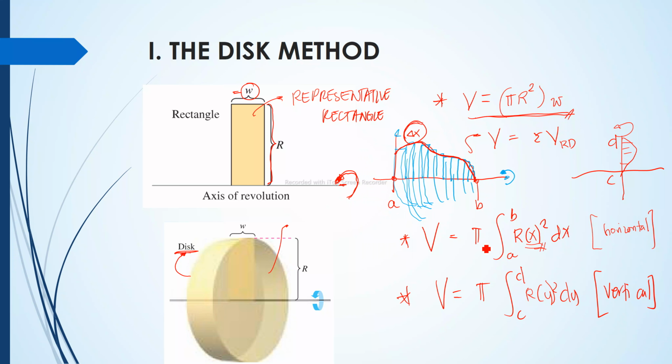So, to determine the volume of a solid of revolution revolved along the x-axis, that is just pi r squared, then the thickness, dx. It is represented by this formula. If our solid of revolution is revolved along the y-axis, then this will be our formula. The same concept also applies: the total volume is just equal to pi r squared times the thickness.